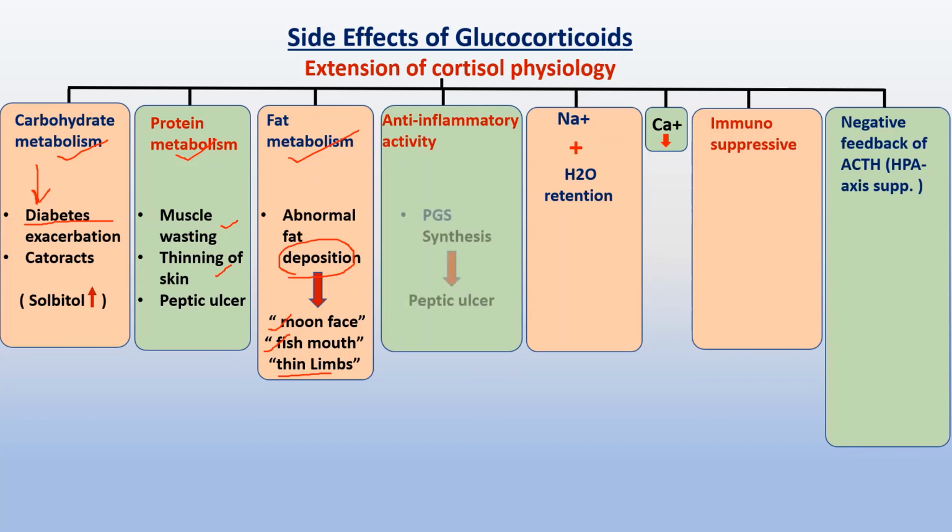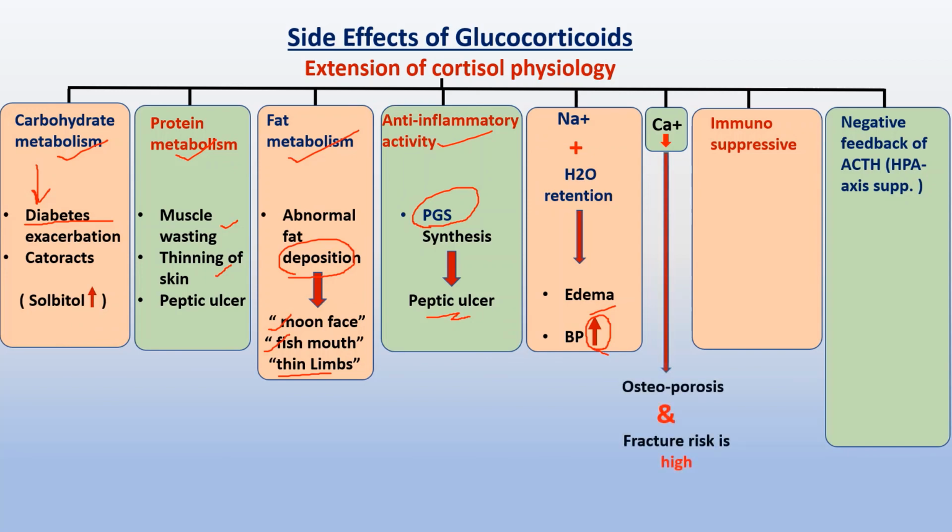Next, about the anti-inflammatory effect. This anti-inflammatory effect is mainly due to the inhibition of prostaglandins. And as we know, this prostaglandin is necessary for the protective action on the gastric mucosa. So inhibition of this prostaglandin will lead to peptic ulcer. Next, about sodium water retention. This sodium water retention will lead to edema and even increased blood pressure. It also precipitates CCF.